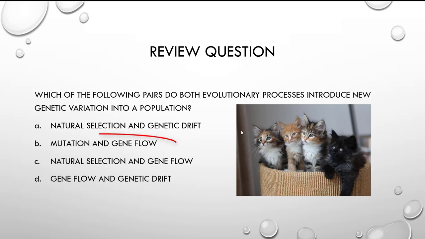If you said B, mutation and gene flow, I would agree with you. So remember, mutation basically is the source of new alleles, by the change in the DNA sequence. And then gene flow can also bring new alleles into the population through migration. Okay, so B is the correct answer.